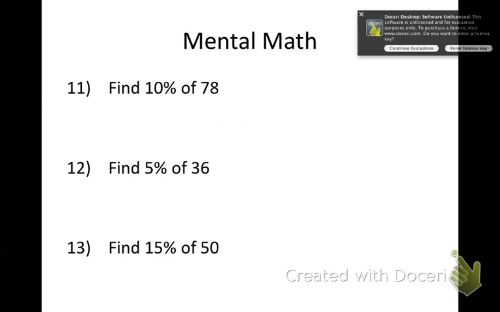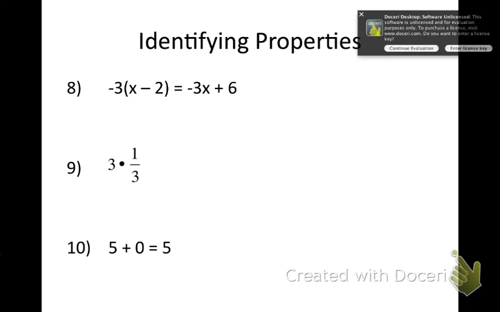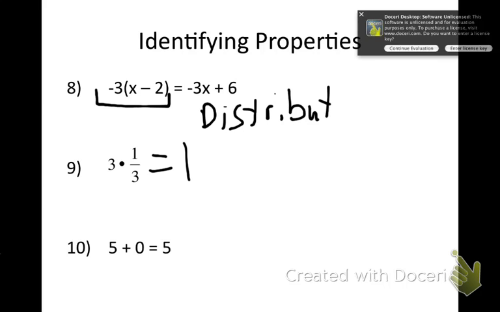Try these 3 on your own. Number 8. Again, anytime you see this setup right there, what's going to be your thought process, Reagan? What property is going on there? Distributive. Yeah, that's the distributive property. And distributive property does not have an addition or multiplication. It's just distributive property.